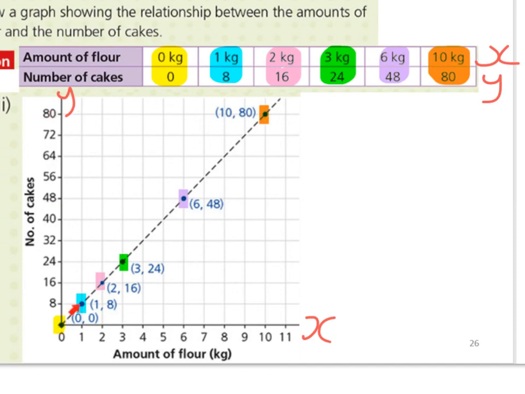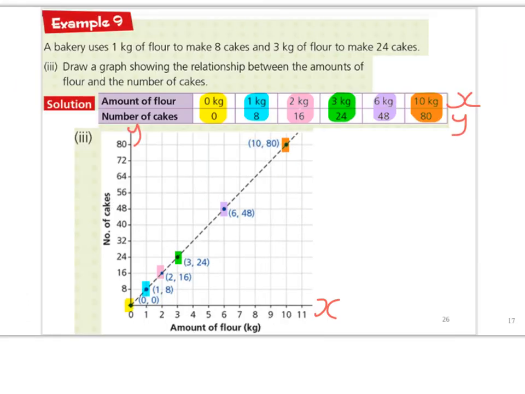So when you plot all your points, you should be able to join them together with a straight line. And the reason that they form a straight line is that they are going up by a constant amount every time. They are going up by 8 every time. So here is our graph showing the relationship between the amounts of flour and the number of cakes. So the relationship between them is constant.